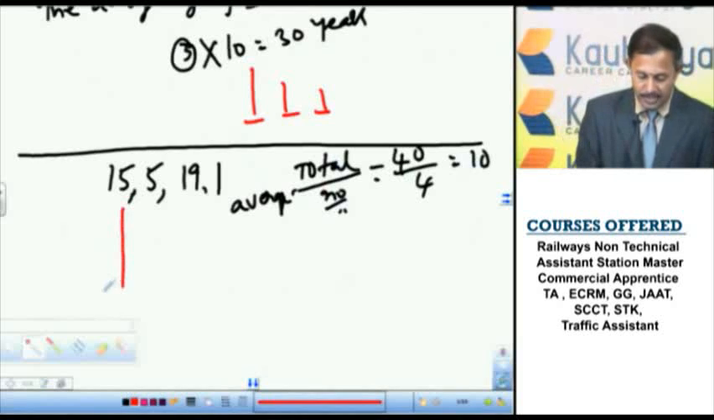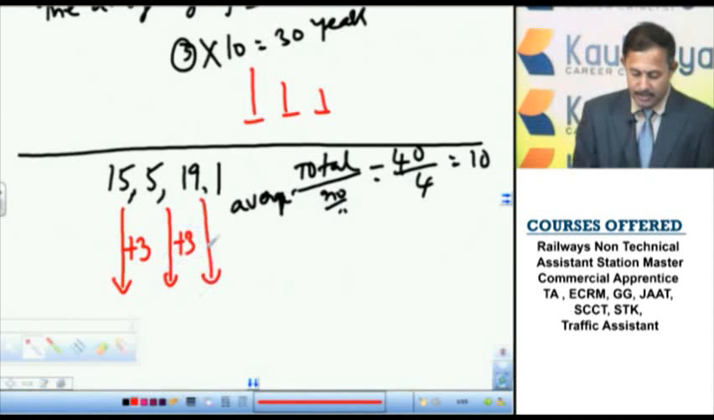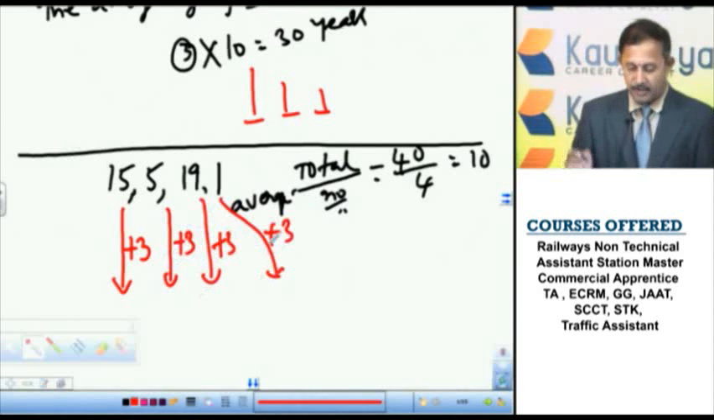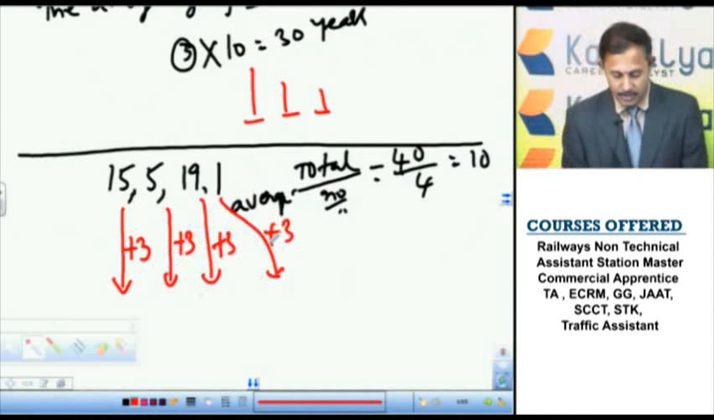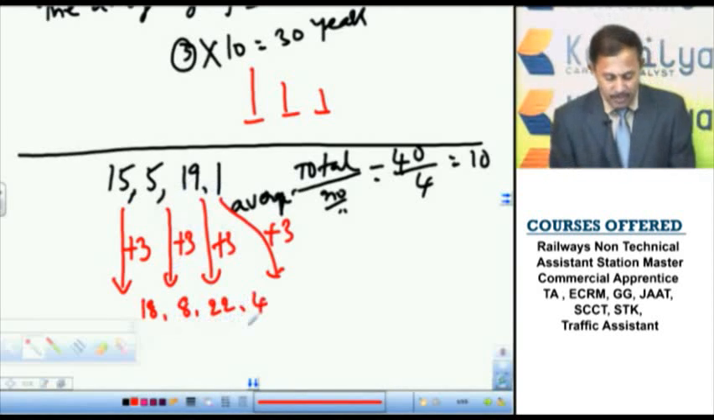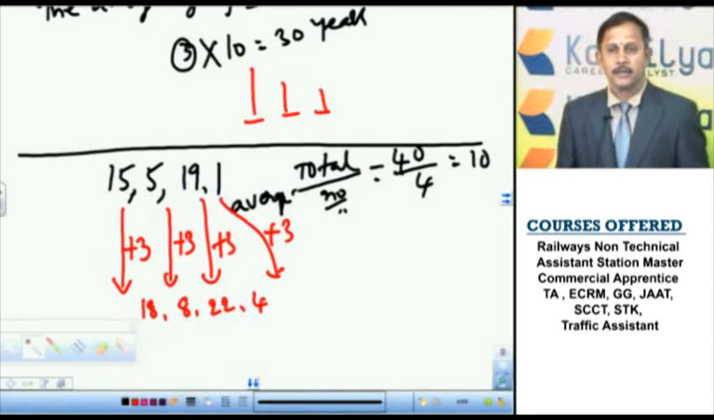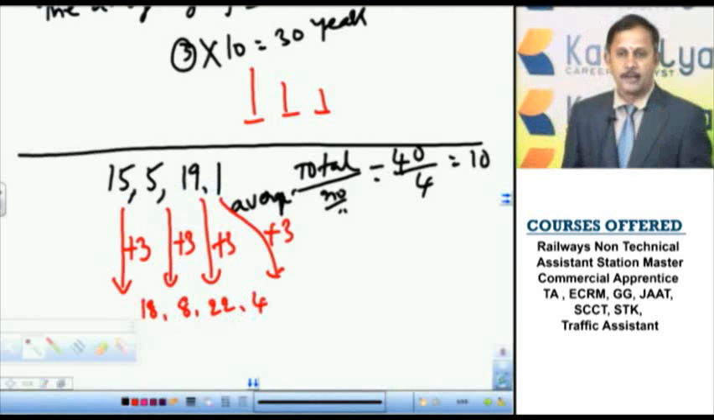Suppose each element is increased by 3. Or in other words, let us add 3 to all the elements. So 15 plus 3, 18, 5 plus 3, 8, 19 plus 3, 22 and 1 plus 3, 4. Friends, what is the change affected to each element here? Each element is increased by 3.